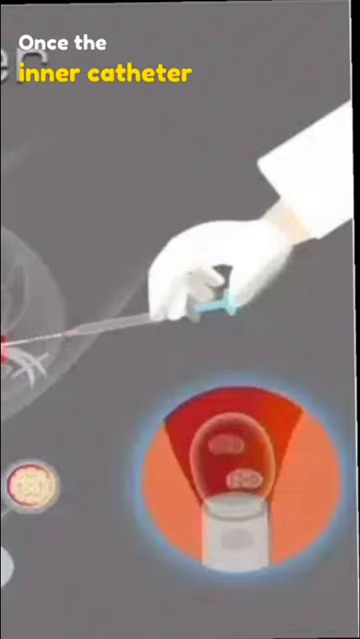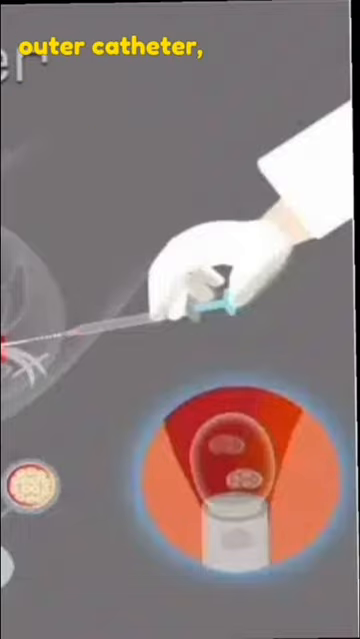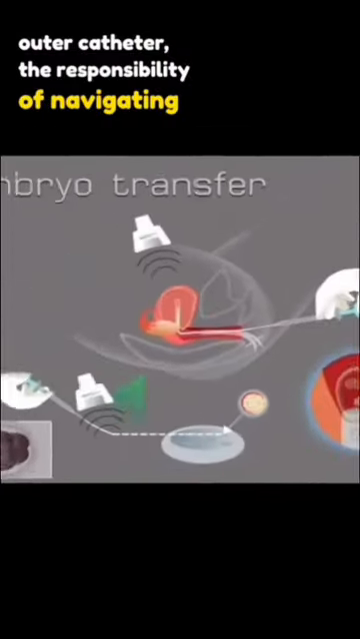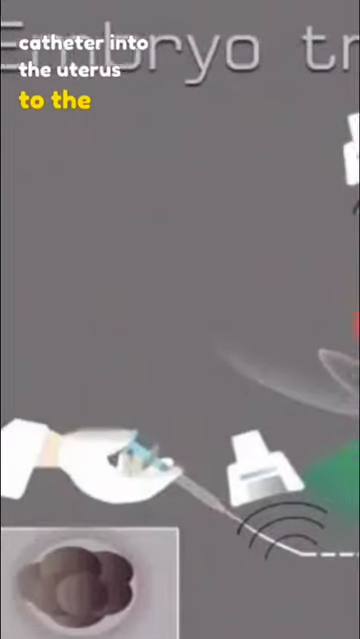Step 2. Navigation. Once the inner catheter is loaded into the outer catheter, the responsibility of navigating the inner catheter into the uterus to the right position lies entirely on the clinician's hands.